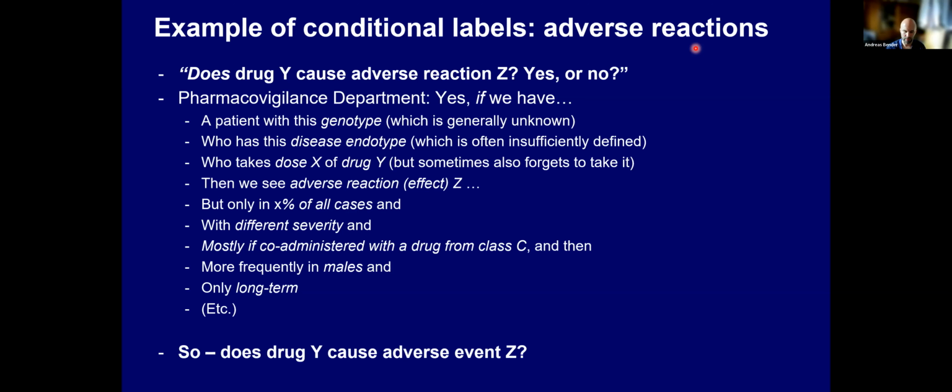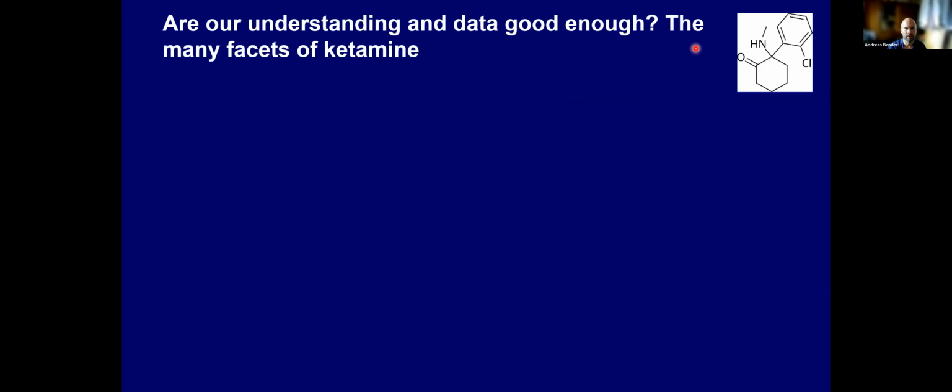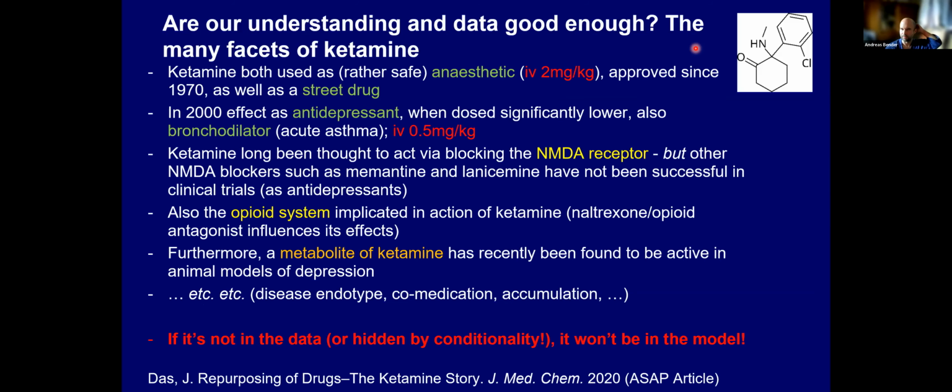At least those you need to take into account, but quite often you don't have that data sufficiently. Here's another example from ketamine. That's a compound that is actually quite well known, has been used for 50 years or so. It's an anesthetic, it's a street drug, it's an antidepressant, but it's used in different ways if it's dosed differently. IV 2 mg per kg versus 0.5 mg per kg.